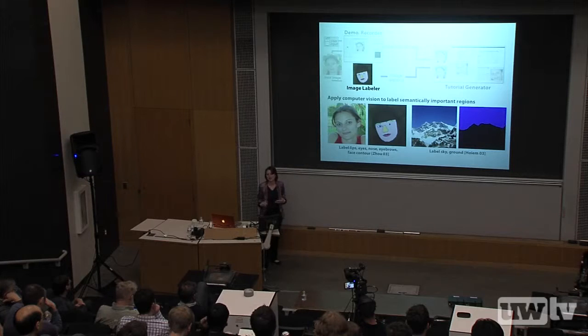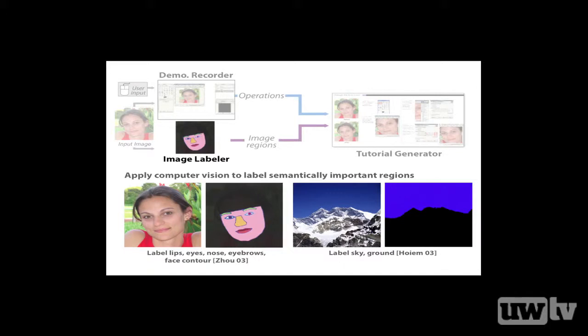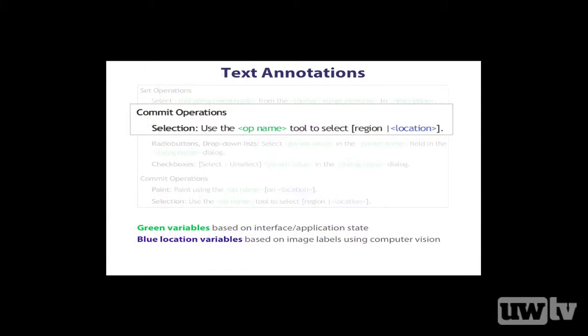So just to remind you, when we first load an image, we run a set of computer vision-based labelers on the image to identify semantically important regions. And more specifically, we recognize facial regions such as the eyes and the nose, as well as the sky and the ground of outdoor scenes. So we then use these labels to fill in the blue location variables in the text descriptions. So for example, for changing eye color, the text might say, use the ellipse select tool to select the iris.